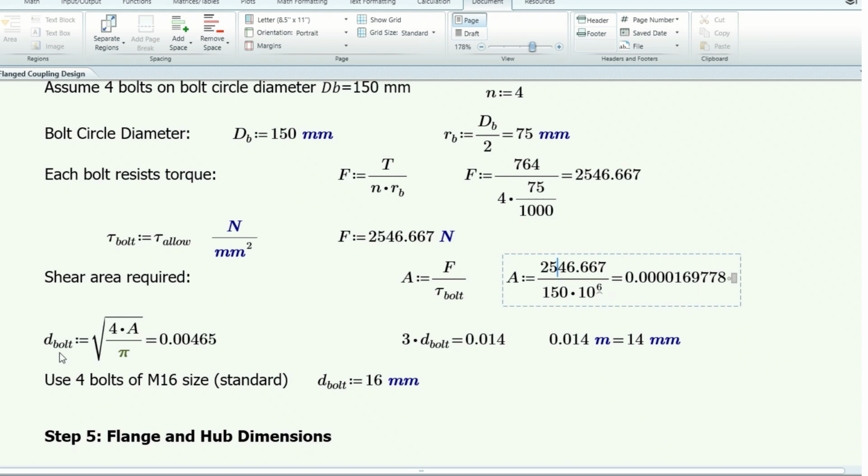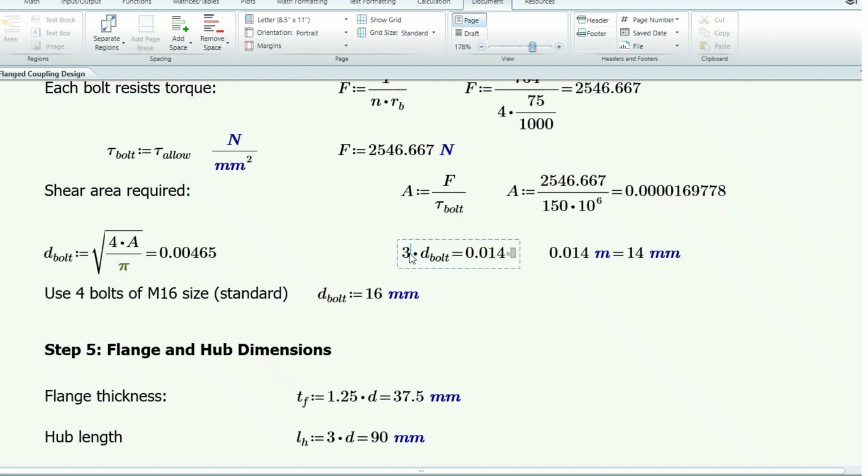So if you calculate for D bolt, D bolt is the square root of 4 times the area at which the shear stress acts divided by pi. This is in mm. So you take 3 times the bolt dia, you will get 14. So let us approximate it to 16 dia. Or otherwise, if you want to put it in 4 times also, then you are going to select again 16 dia or somewhere near to that.